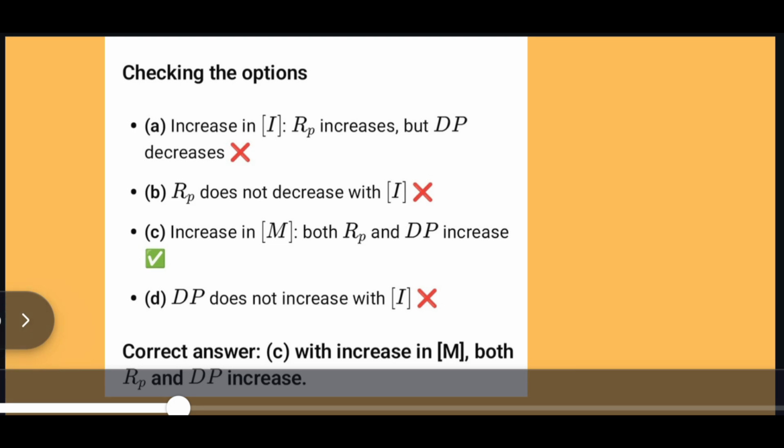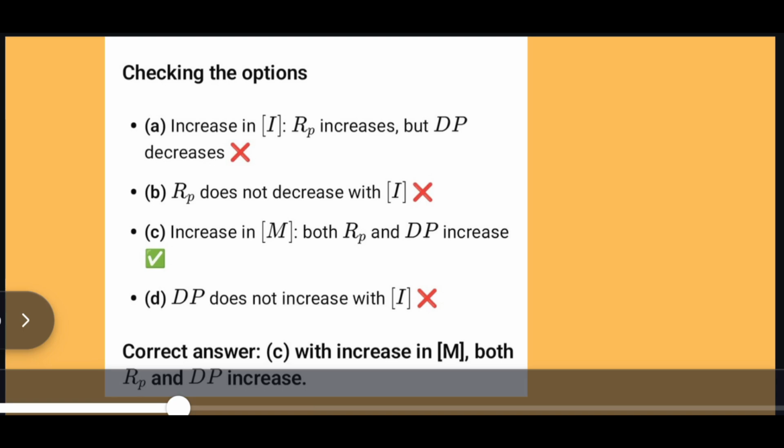Now checking the options. Option A, increase in I and Rp increases but dP decreases. So this is not possible. And in option B, Rp does not decrease with I. This is also wrong. And in C, with increase in M, both Rp and dP increase. So this is the correct option. In D, dP does not increase with I. This is also wrong. So the correct answer is option C, with increase in M, both Rp and dP increase.